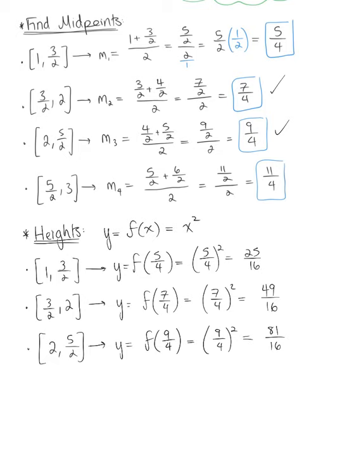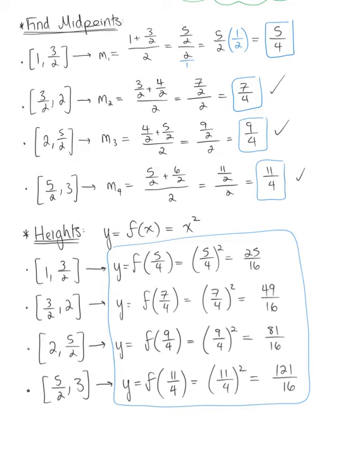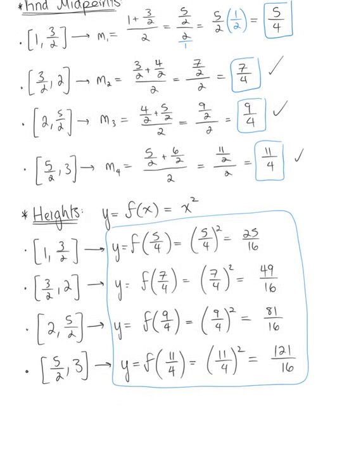And last but not least, we have that subinterval 5 halves to 3. And here we found that our midpoint is 11/4. So we are evaluating the function at 11/4. So I have 11/4 squared, which gives us 121/16. Phew! So we've got all of the heights that we're going to need using those midpoints. And so now we're ready to start approximating the area.